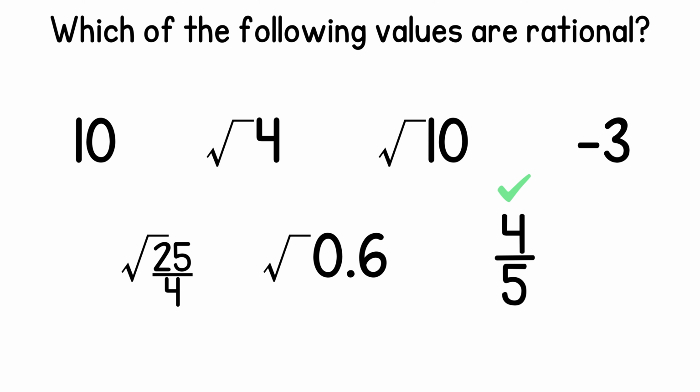Now let's look at integers. All integers are considered rational because we can always put it over 1. So we can see that the integers of 10 and negative 3 are marked off as rational.